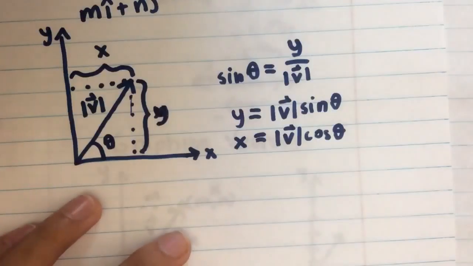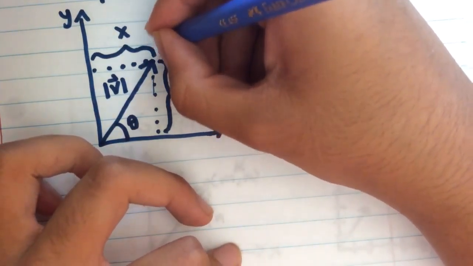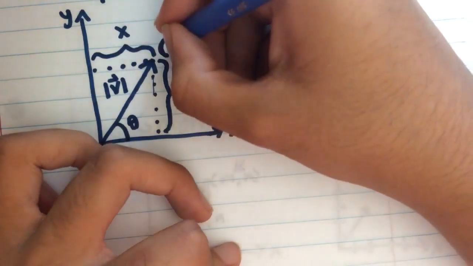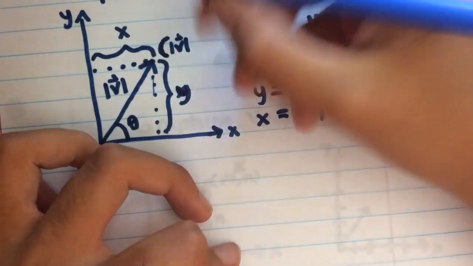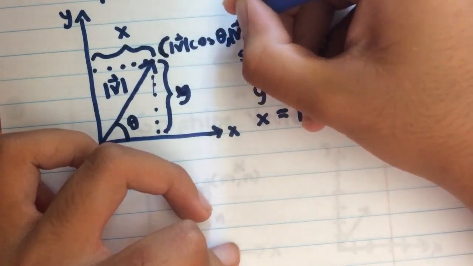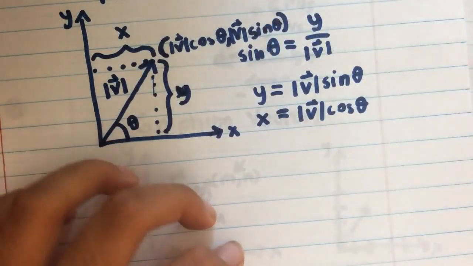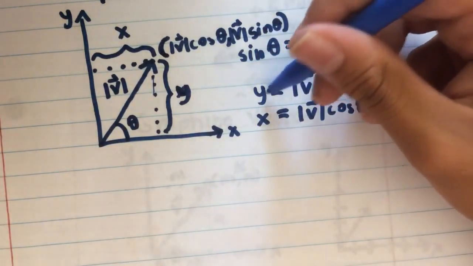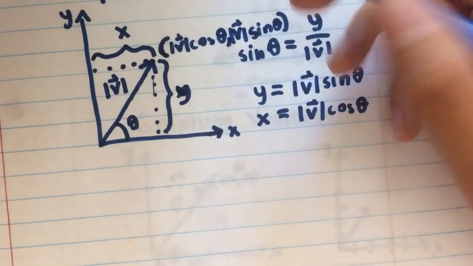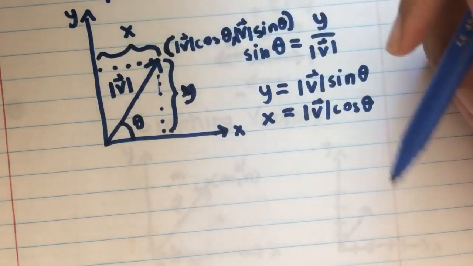So that means the coordinates of this vector would be |v| cosine theta, comma, |v| sine theta. Because we have the y coordinate over here and the x coordinate over here. So that's the components of a vector.